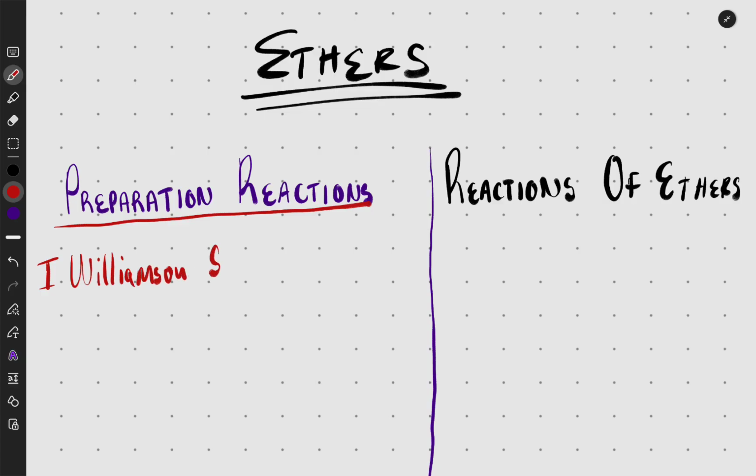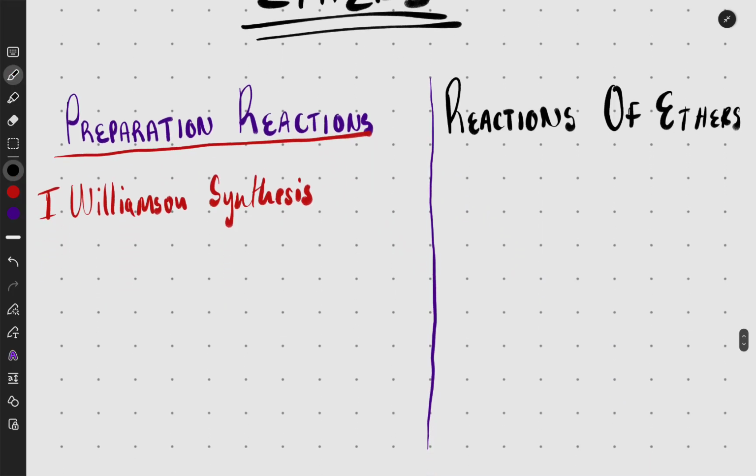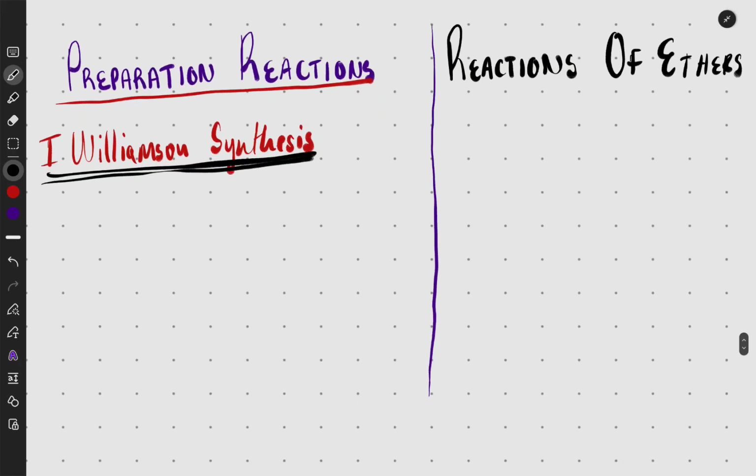The first one is going to be the Williamson synthesis. Now, with the Williamson synthesis, we know that you want to have your ether. You first start with your alcohol, right? You have your alcohol, then you must convert it to an alkoxide. Now, it all depends on whether your alcohol is a phenol, or just a straight chain alcohol or some other alcohol which is not a phenol. We saw the ways that we can convert our alcohols to alkoxides.